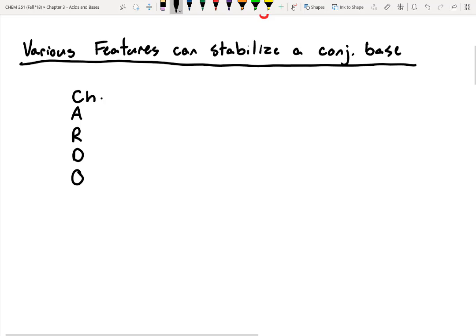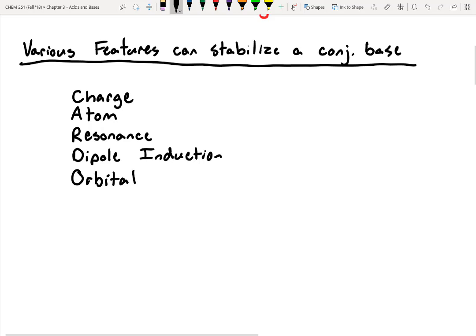The first one is charge. So charge is really important. The I comes after the D, bear with me. It's not a perfect mnemonic, I'm working on it. All right, A is for atom. R is for resonance. D is for dipole induction. That's where the I comes from. And then O is for orbital. So you've got C, A, R, D, I, O in this specific order.